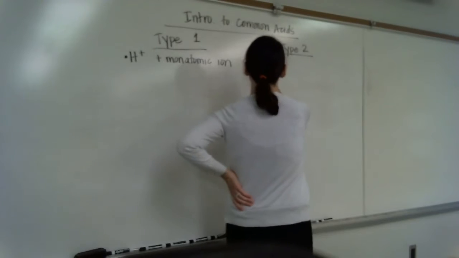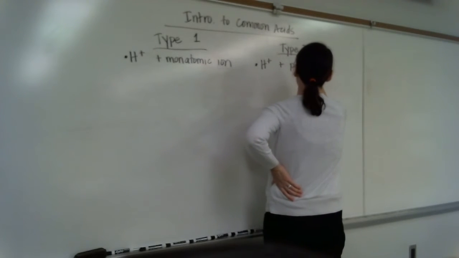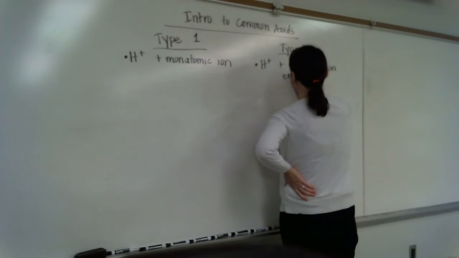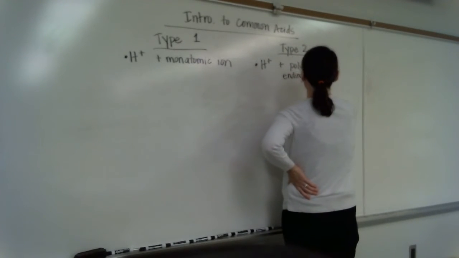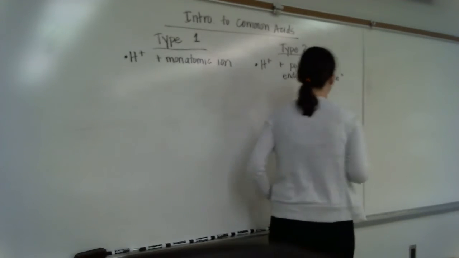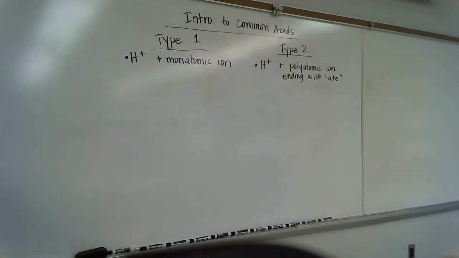And type 2 is composed of H plus a polyatomic ion that ends with ate. Sulfate, phosphate, bromate, etc. In Gen Chem, you'll learn about polyatomic ions ending in "ite," so that'll be your 3rd type, but we don't deal with polyatomic ions ending in "ite" in Intro Chem, so that's why you only have to learn these 2.